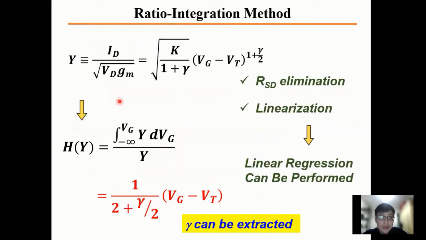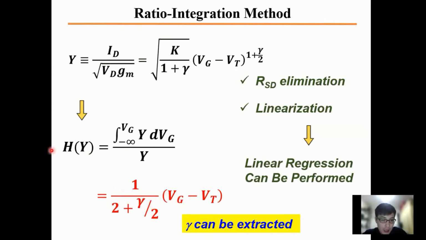So in order to make the Y function into a linear function, we define a new H function concept. The H function is defined by the integral of the Y function itself over the range of Vg, divided by the Y function itself. So by taking the Y function over here and plugging it into the definition of the H function, with this definition, we will be able to get a nice and clean linear function as shown over here.